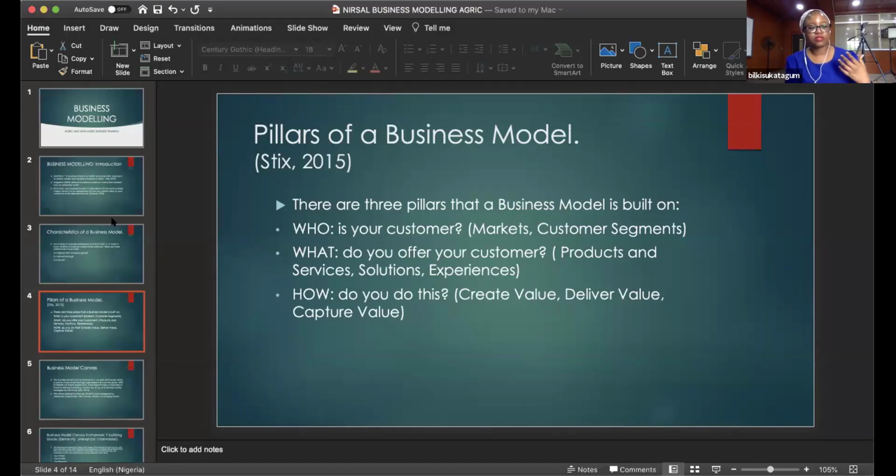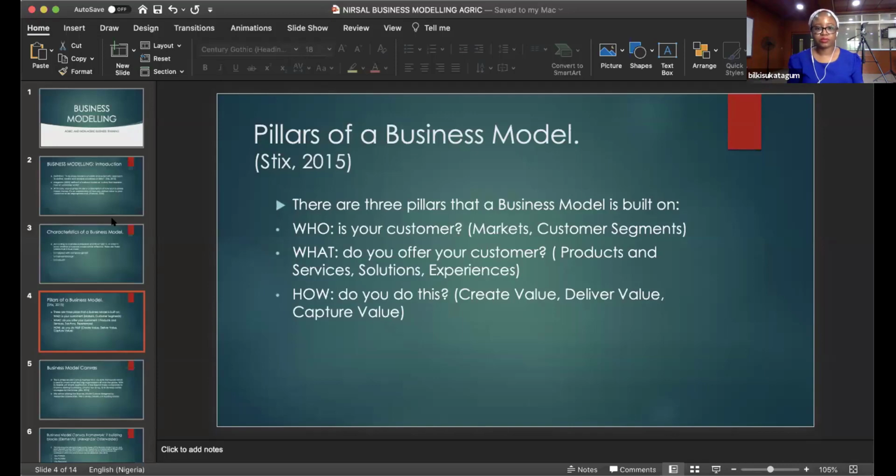The second one is what. What, meaning, what are you offering to your customers? What products, what service, what solutions and experiences are you going to sell to them, offer to them? Then the last one being how. How are you going to actually achieve the what itself, in terms of how are you going to create value? How are you going to deliver the value and capture the value?